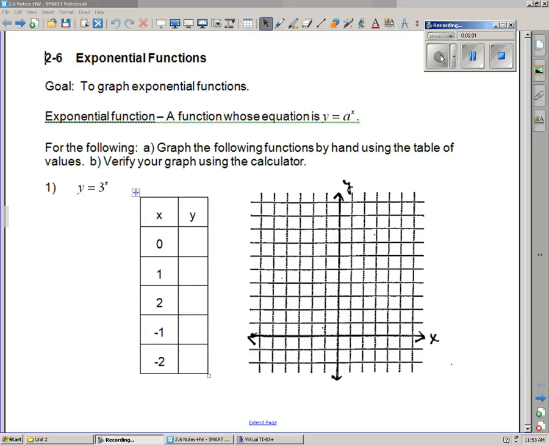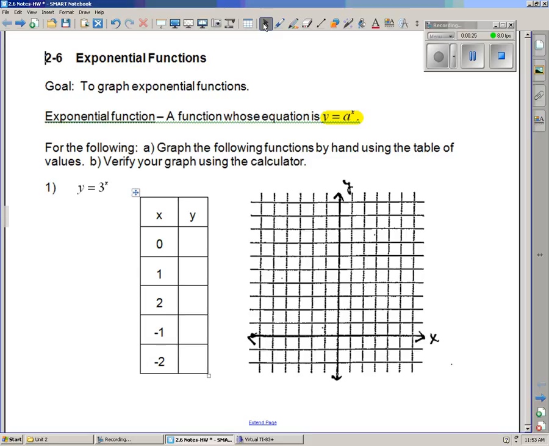So this lesson is on graphing exponential functions. An exponential function is just a function whose equation is in the form of y equals a to the x. There's basically an exponent there. Normally you graph lines, y equals mx plus b, but if you want to graph exponentials, then it's going to be y equals a to the exponent of an x.